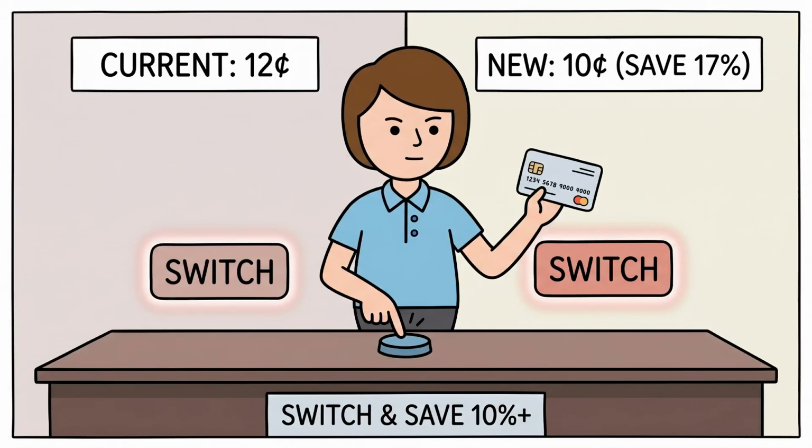Compare the rates offered by independent suppliers. If you find a rate that is at least 10% lower than your current rate, switch. It usually takes less than 5 minutes online. You will need your account number from your bill.